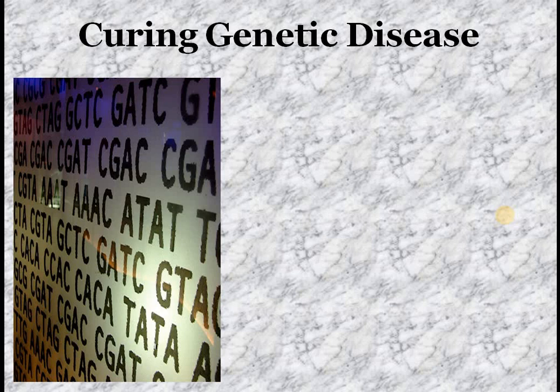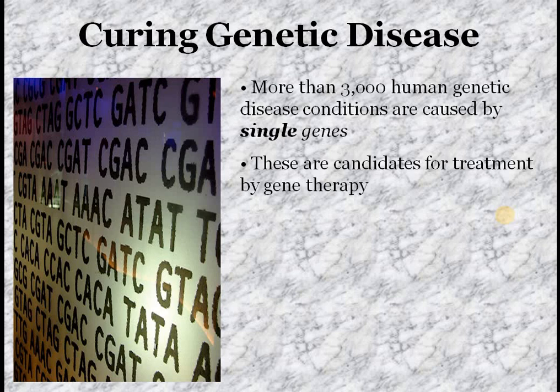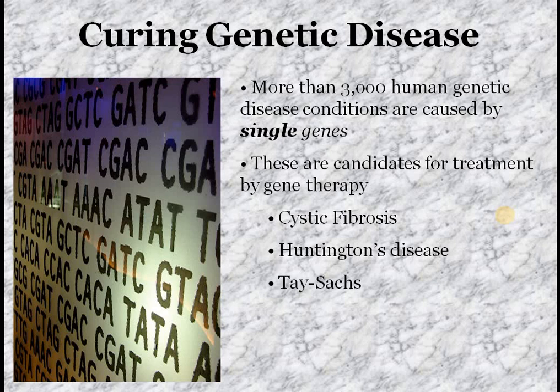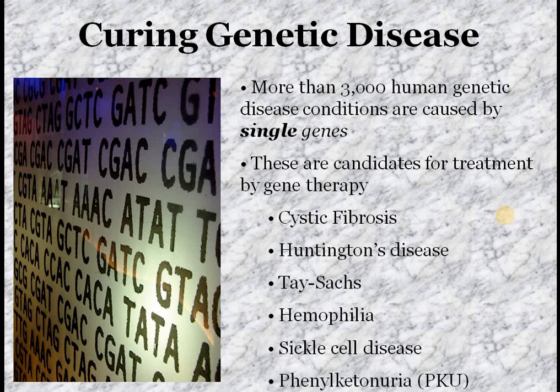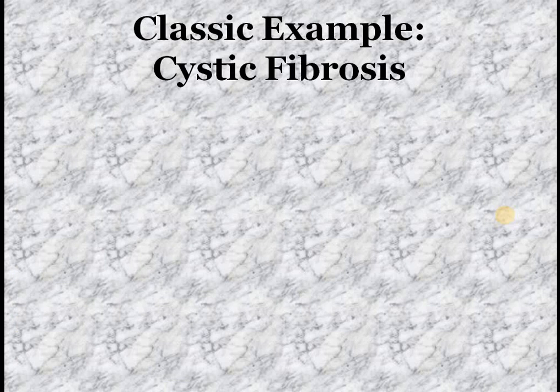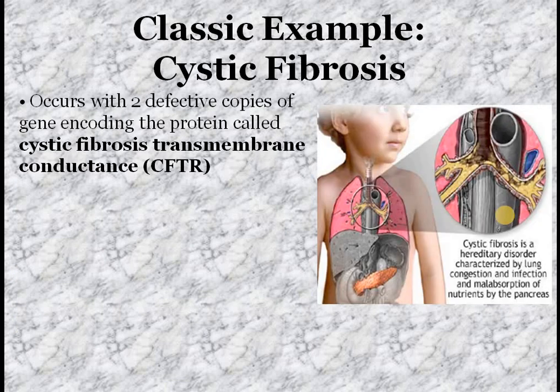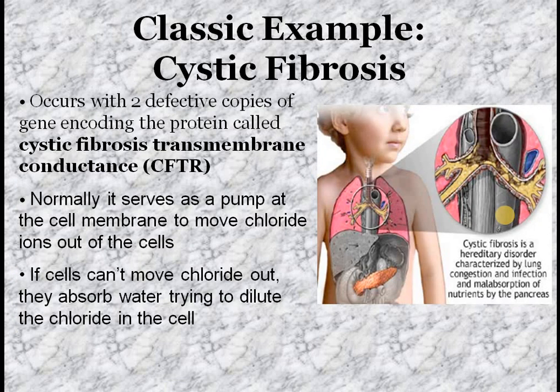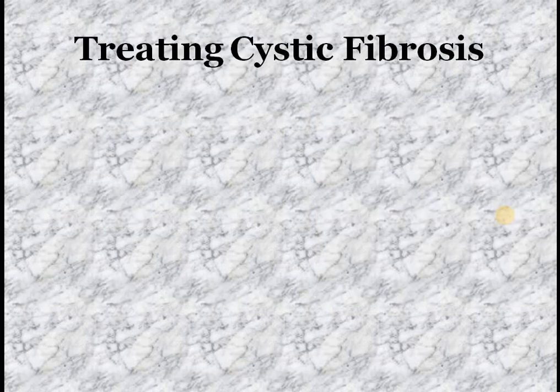So there are different genetic diseases. Recombinant DNA technology is used to cure genetic diseases, for example, a genetic disease because of a mutation or because of a faulty single gene. Examples like cystic fibrosis, Huntington's disease, Tay-Sachs, hemophilia, sickle cell disease. These diseases, like phenylketonuria, can be treated using recombinant DNA technology or gene transfer mechanism. That is also known as gene therapy.